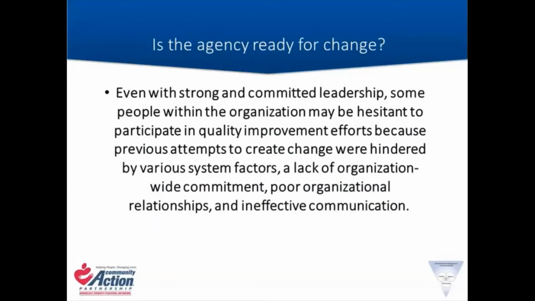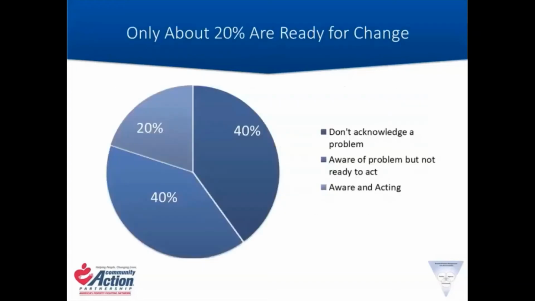There are various kinds of system factors. And so what we thought would be useful, and we've tried this out with several groups, and we're getting some positive feedback, is that it is useful to think about agency readiness. We say that only about 20% of people in general, when faced with a change, are actually ready for a change. 40% of the population don't acknowledge there is a problem. 40% are aware of the problem, but they aren't ready to act. And only 20% are aware and they're ready to act or they're starting to act.